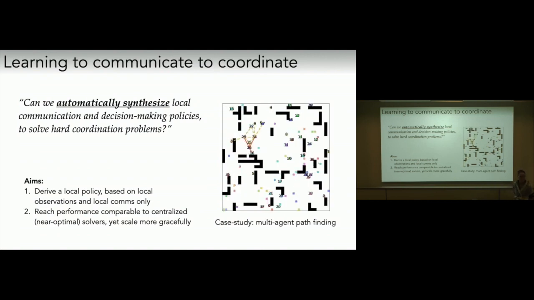Our goal here was to derive a local policy that was based on only local observations and local comms, no global observations, fully decentralized, yet we wanted that policy to somehow approximate or be near optimal in terms of performance and hopefully also reliability. Yet scale very gracefully as we extend it to hundreds of thousands of agents, and thereby beat the performance of what current standard off-the-shelf optimal solvers can do.